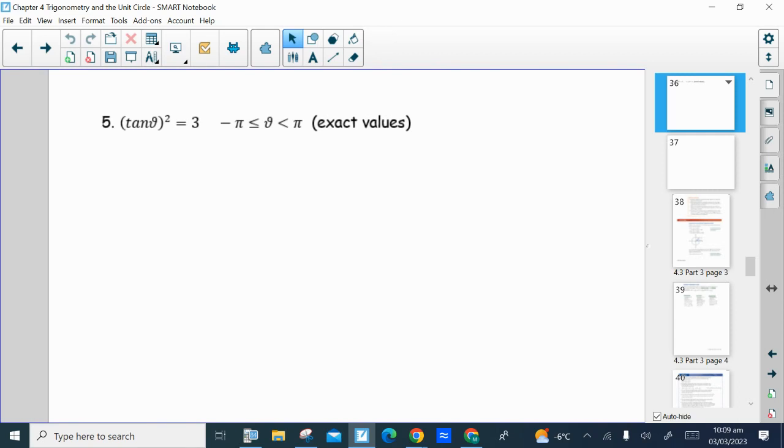So we'll just finish off by doing this one. Where does tan of theta all squared equal root or positive 3?